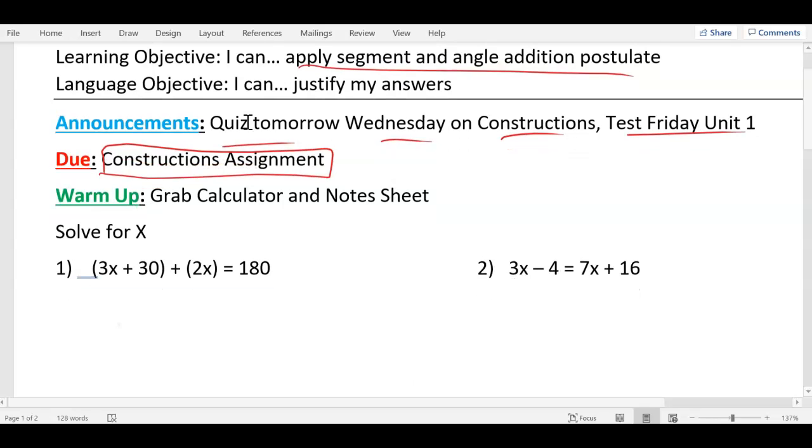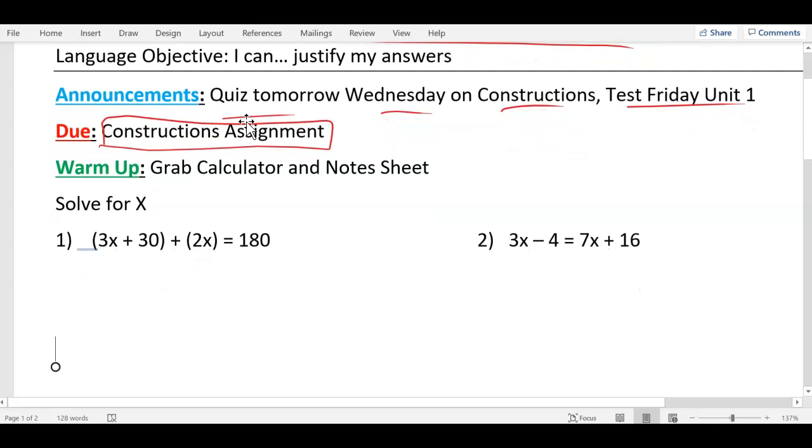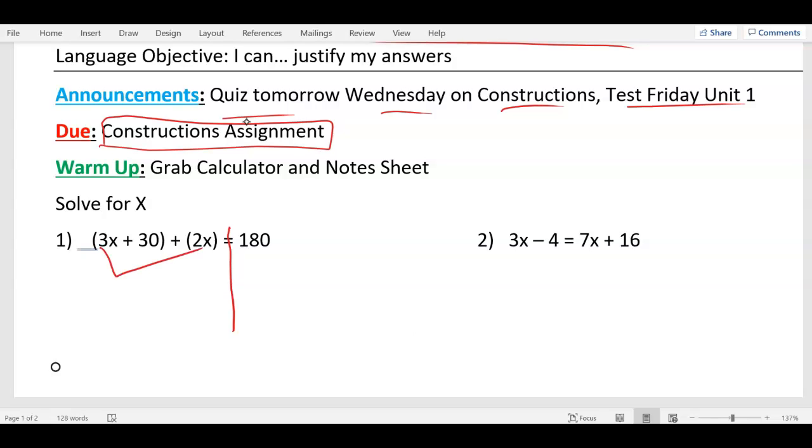Now, I know we already said this, but I'm just recapping because I have to get this on the record here. Number one, when you have two x's on the same side of the equal sign, you combine like terms. So 3x plus 2x is 5x. You bring down plus 30. You bring down equals 180. This is a two-step problem.